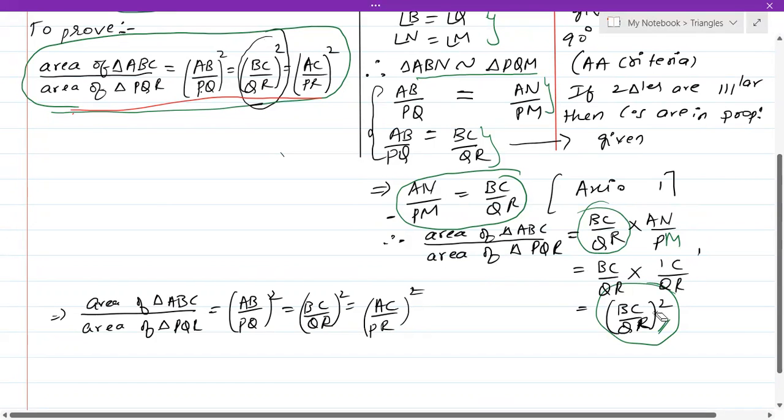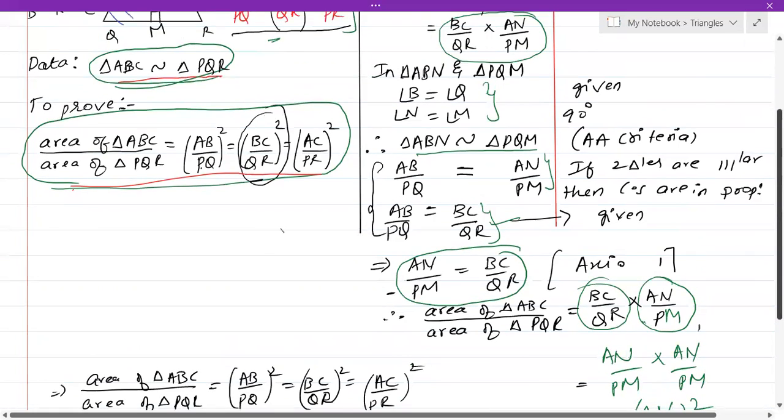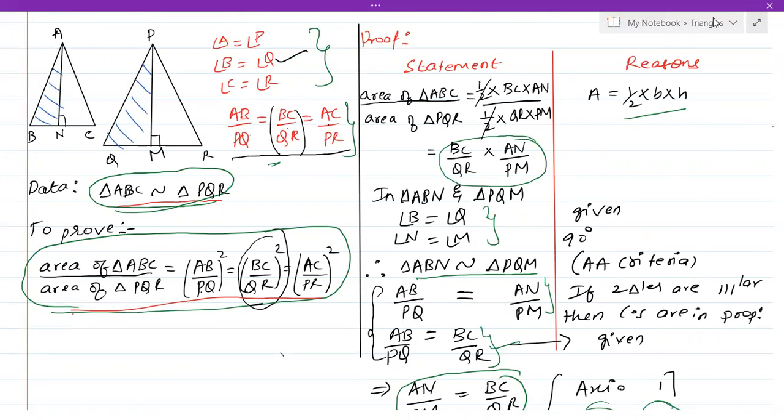So then what will it become? The same theorem, exactly the same thing, but with one small change. What we did in the theorem was we replaced this AN by PM, we took this out and replaced it by BC by QR. Now let's do the reverse thing. We replace this BC by QR with AN by PM. So what does it become? AN by PM into AN by PM, that is, AN by PM the whole square. What are AN and PM? AN and PM are the altitudes of the triangles, isn't it?